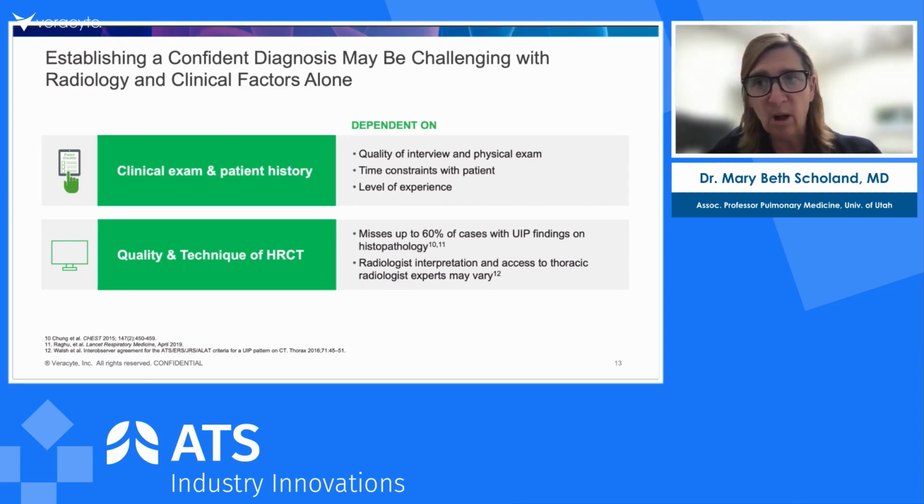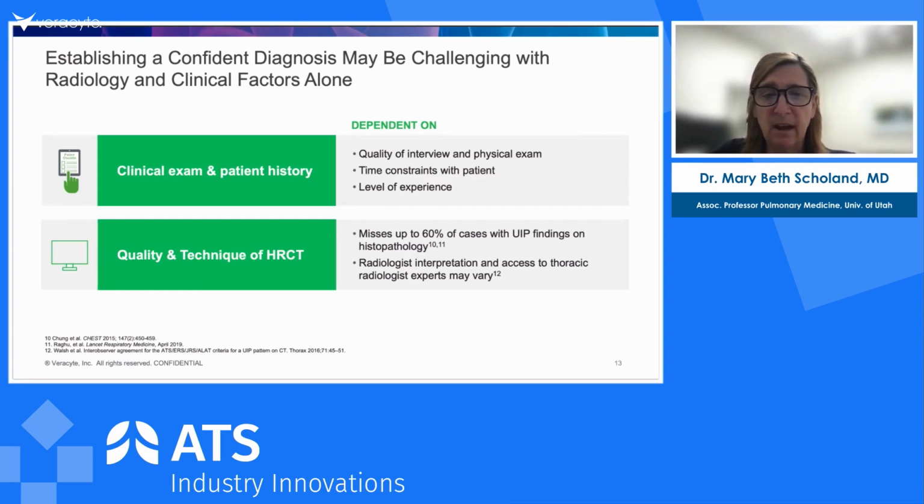Time constraints. We're all busy. We have busy clinics. We've got patients waiting. At some point, you have to move on. And our level of experience with ILD, and how we ask these questions, all of this can really change our perspective on what we think is going on with a patient who presents with an interstitial lung disease.